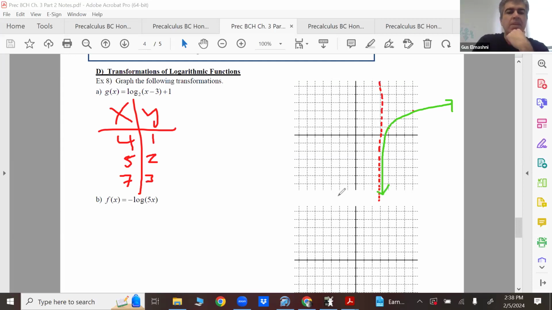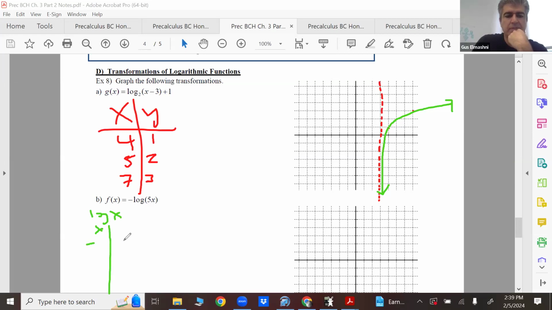Okay, I'm here. Let me think about this one. So you have to flip. Yeah, let me just start with the parent function first. What was the base for this one, guys?